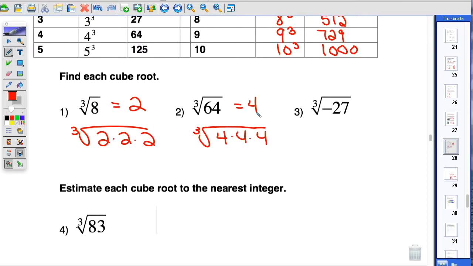Now, number 3, it does have a negative underneath the radical sign. And when we were squaring it, you couldn't do it. It was not possible. But with cube roots, you can. Because what 3 numbers multiplied together that are negative give you negative 27? And that would be negative 3 times negative 3 times negative 3. So the cube root of negative 27 is negative 3.